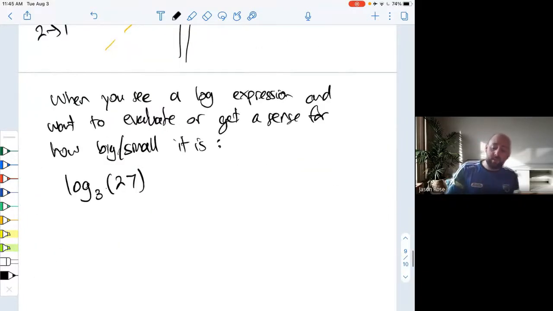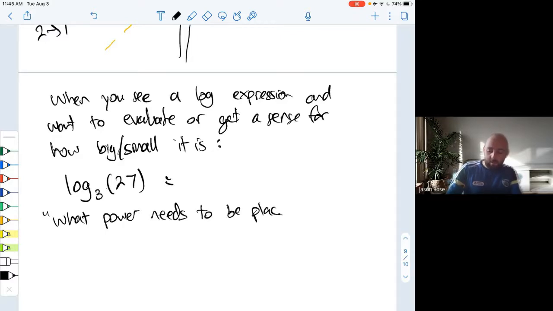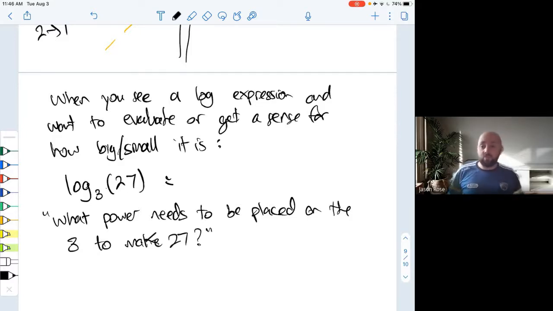So when I go back here, when I'm looking at this, I'm thinking, what power needs to be placed on the 3 to make 27? That's what runs through my head when I look at an expression like that. I say, what do I have to raise 3 to the power of to make 27? Well, 3 cubed is 27, so the answer is 3. Okay.